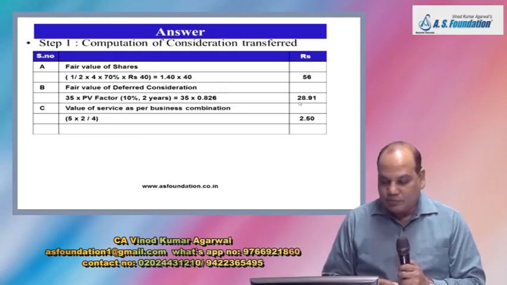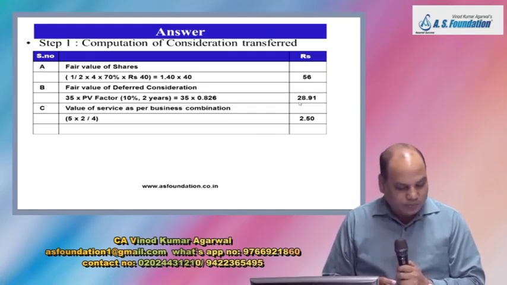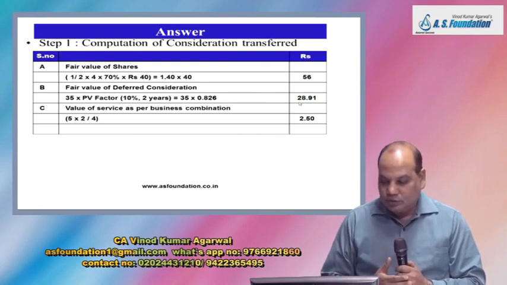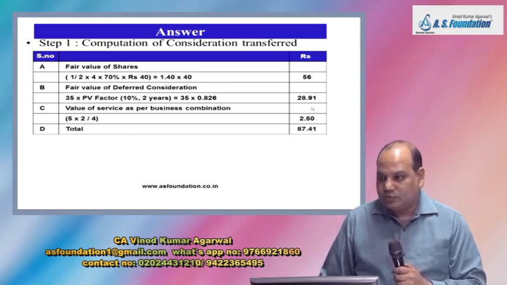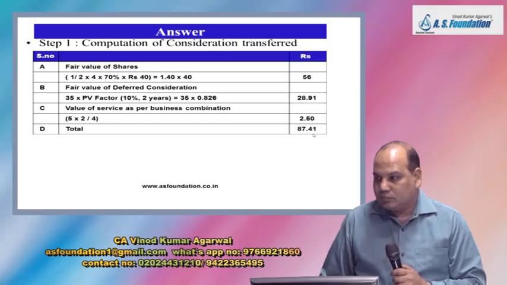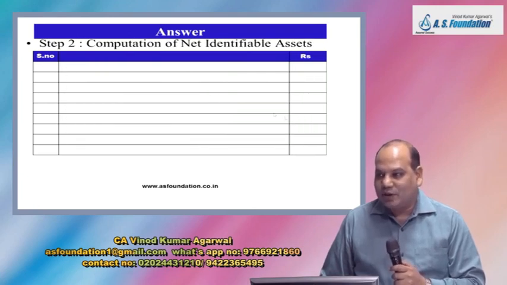So point number C, write down value of services or value of share based payment award. Value of share based payment award as per business combination 5 into 2/4. How much is that? So what is the total? Total 87.41. Which is contingent consideration? There is no contingent consideration. There is a contingent liability. That liability will form part of my net identifiable asset acquired.